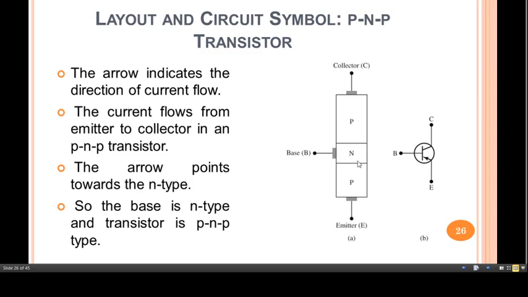Now PNP transistor. This is the layout of PNP transistor and this is the symbol. Here the arrow indicates the direction of current. That means here the current is flowing from the emitter terminal towards the collector terminal. The arrow points towards N type, as in our NPN. Always remember the arrowhead is pointing towards N type. So the base in this case is N type. So this is PNP transistor layout and symbol.